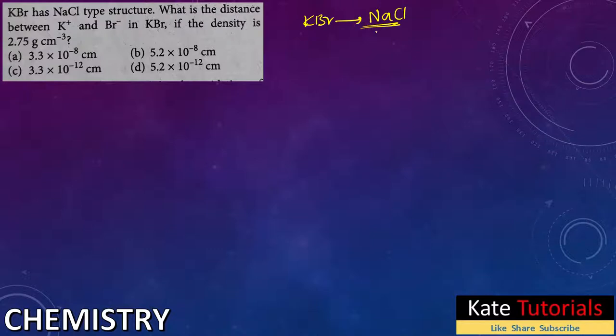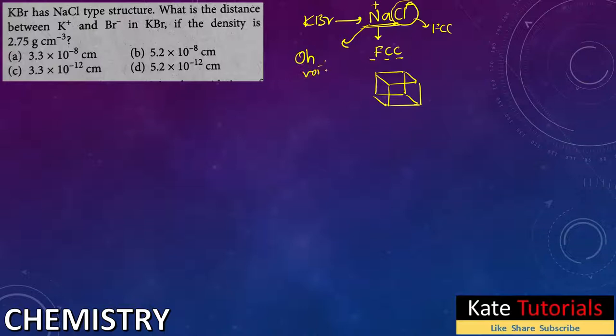So what is the sodium chloride structure? We know that sodium chloride forms FCC, face centered cube. So if this is the cube, the Cl minus and Na plus will be there. The Cl minus forms FCC, whereas Na plus will occupy octahedral voids.